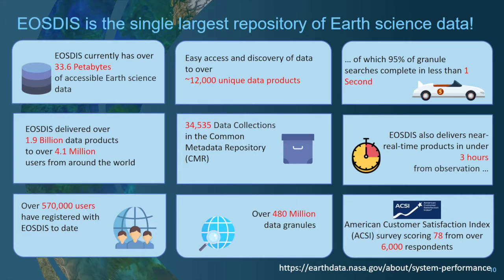EOSDIS is the single largest repository of Earth science data. Here are a few facts about EOSDIS. It has over 33.6 and growing petabytes of data distributed among the DAACs. These include over 12,000 unique data products that have been used by more than 570,000 unique users. This data also includes some near real-time data that is made available to the public within 3 hours of collection. And this data can all be accessed through the Earthdata website and through the DAACs.